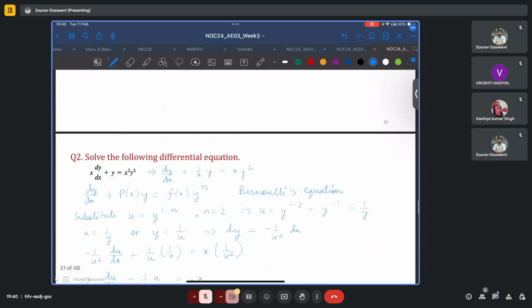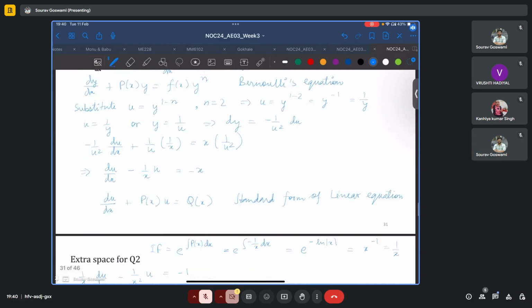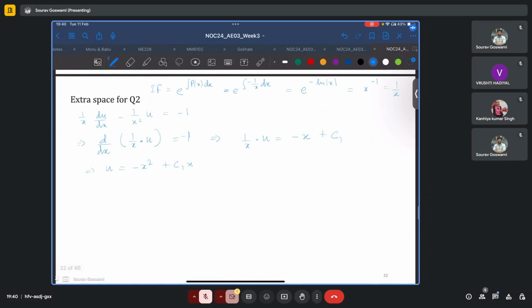Now, if we remember our substitution, y was equal to 1 by u. 1 by u is equal to c1x minus x square, which implies that y is equal to 1 by (c1x minus x square). This is the solution to the given differential equation.